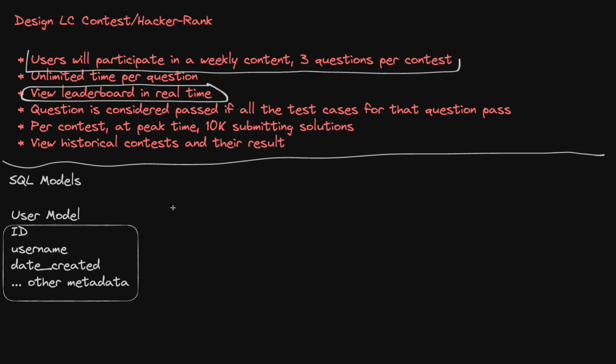What other models might we need? Well, obviously, each contest is going to have 3 questions or 3 problems to it. So let's just have a questions model. And similarly, this one's going to have an ID. Maybe it might have a title. It's going to have some other metadata. It's going to have the contest ID that it's associated with. And this will need to be a list of IDs because you can actually have one question be reused potentially.